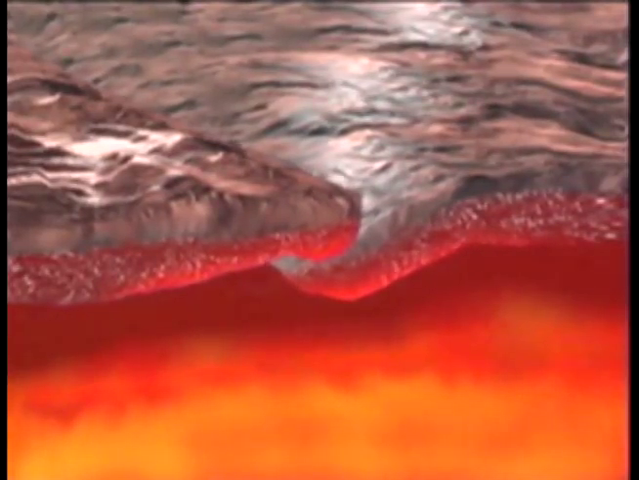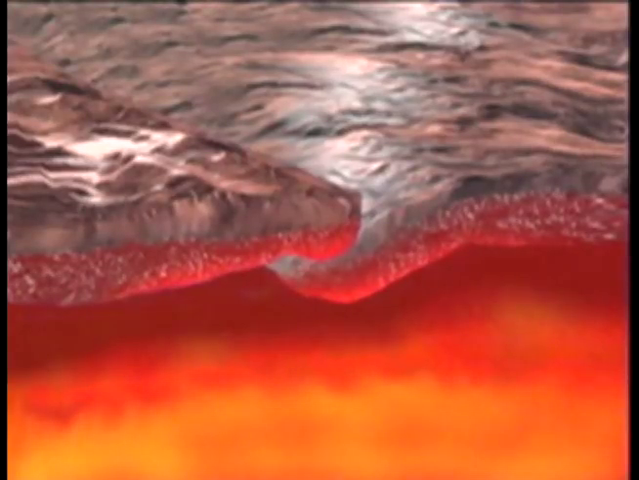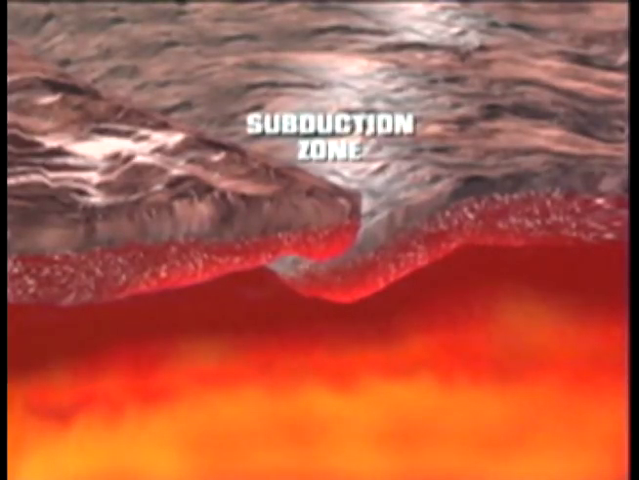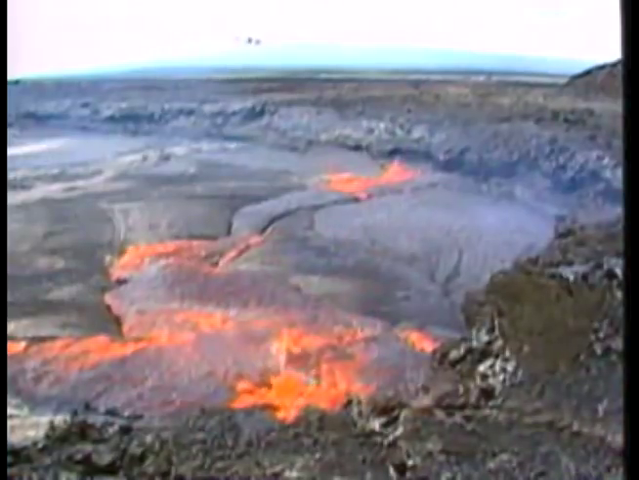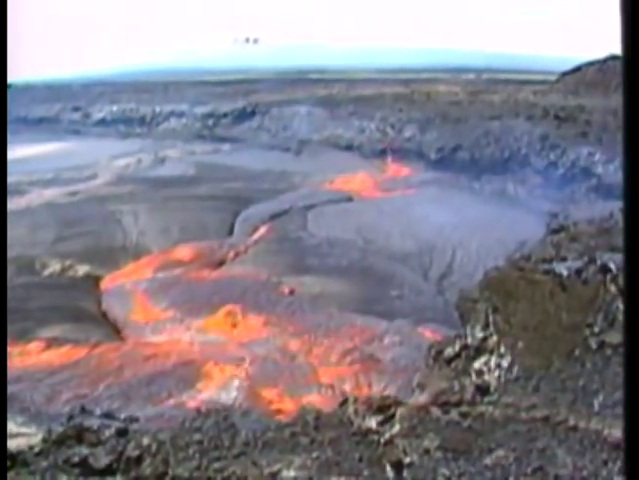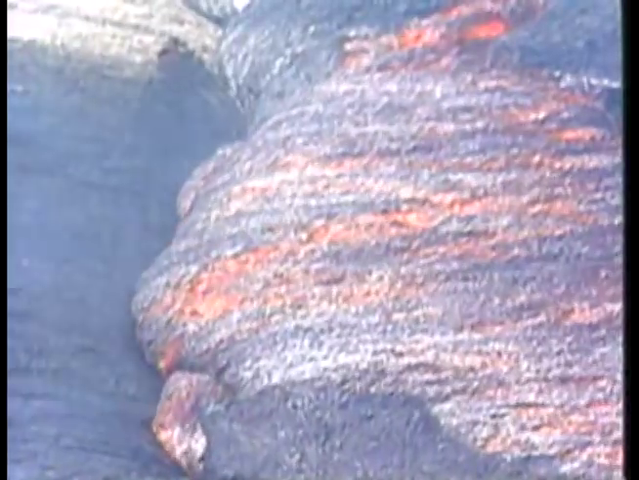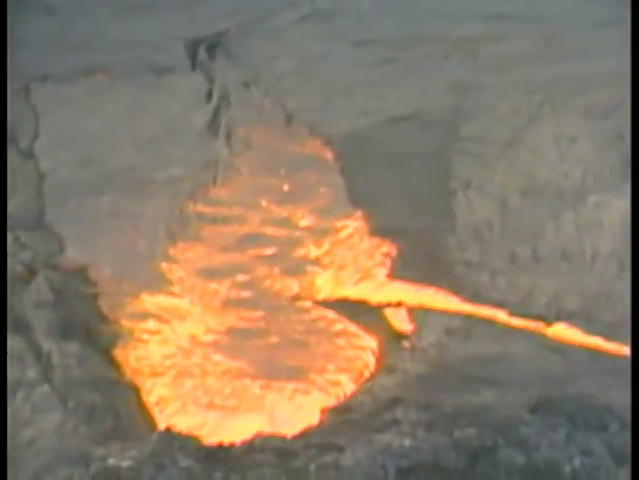When one plate dives beneath another, it is called subduction, and the area where it occurs is called a subduction zone. Subduction may resemble what is happening on this lava lake, as sections of hardened crust dive beneath other sections.